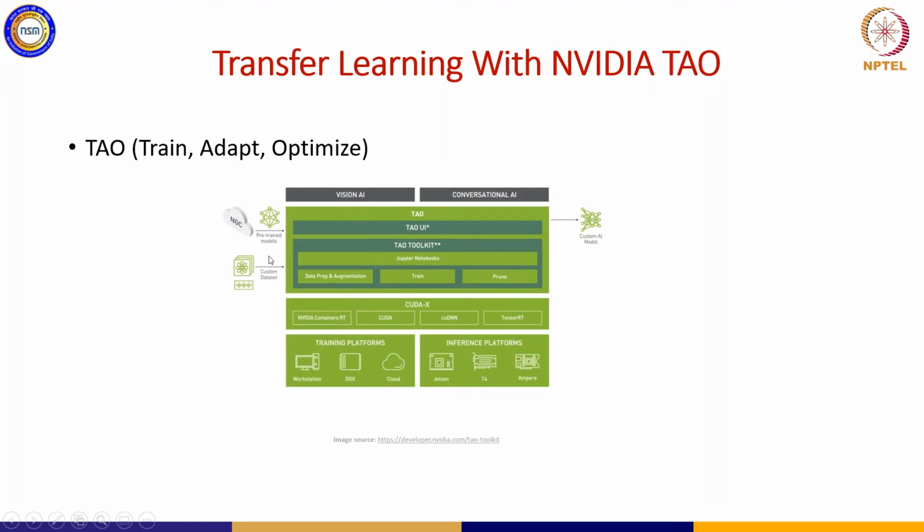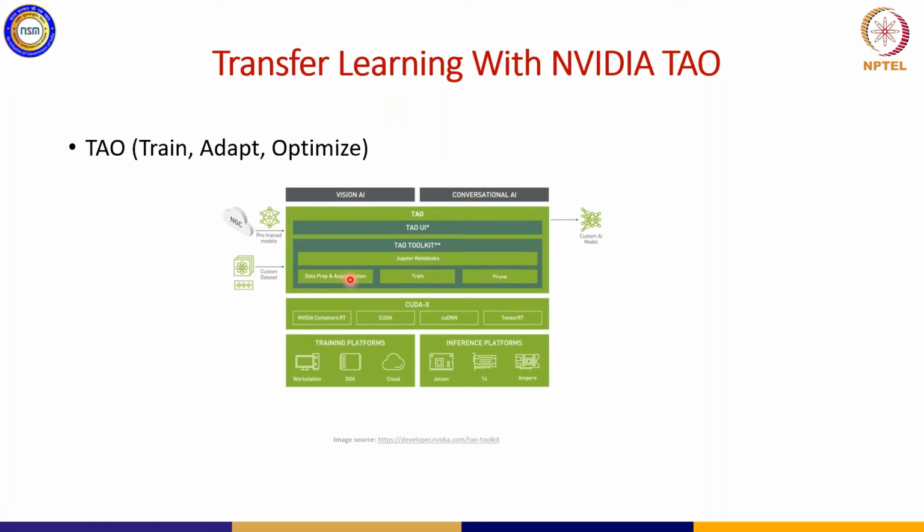So you can get your pre-trained model from NGC. I will talk about NGC as we move further. And you will also have your custom data. This is your custom data. So once you pull your pre-trained model from the NGC, everything goes into TAO.